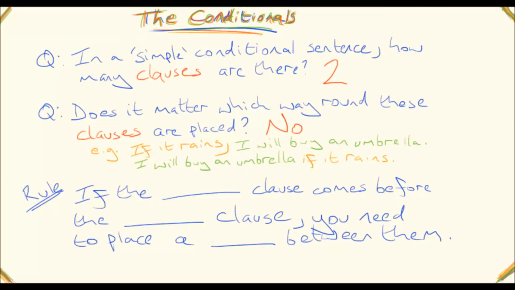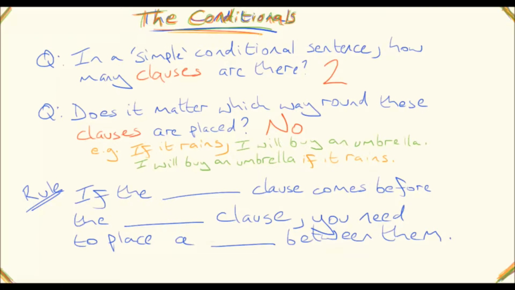So for example, if it rains, I will buy an umbrella. We've got the conditional clause first, then the main clause. We could also put the main clause first. I will buy an umbrella if it rains. But what do you notice about the difference? There's a small difference between those 2 sentences.